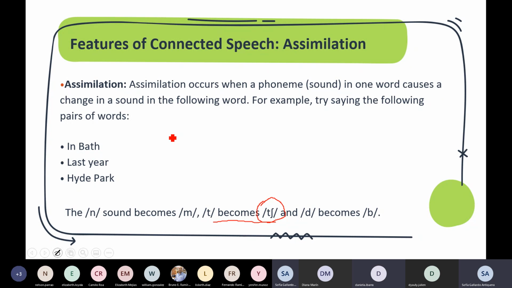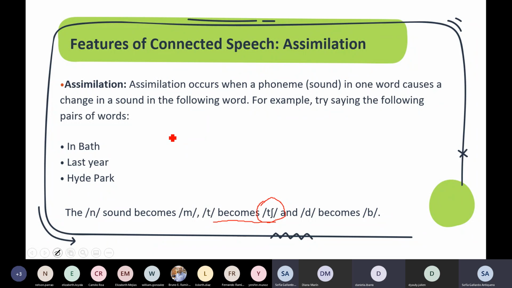Hyde Park. Yes. If we read the words on their own, it would be Hyde Park. But when you read it fast and using assimilation, it would be Hyde Park. Can you try it? Hyde Park.